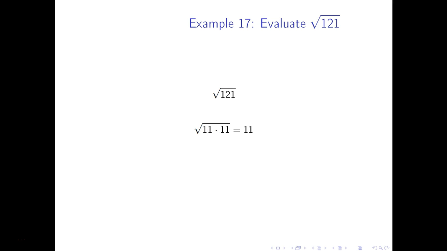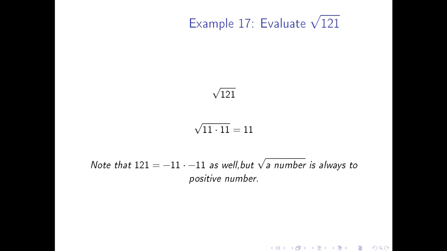Now, you may ask, if you sit and think about it for a while, isn't 121 also equal to negative 11 times negative 11? So why was our answer just positive 11, not negative 11? Well, the reason is that the square root of a number is always positive. We're going to get into variables a little bit later, and that's a different matter. But when it's just a number, all we're doing is getting the positive.